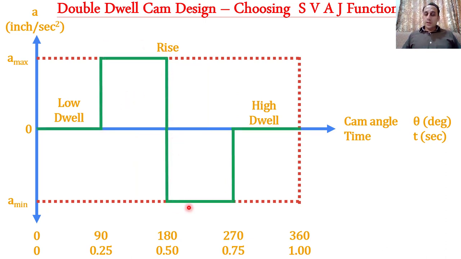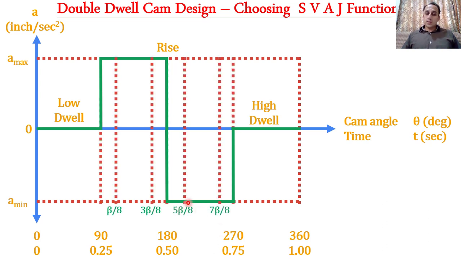What are we doing? We are converting this square wave into 8 portions. If this is the complete rise function, it will be denoted by beta. So this is 0, and here it should be beta, 0 to beta. We divided this rise function or square wave into 8 parts. This is the first part, this is the combined second and third part, this is the fourth part, this is the fifth part, this is the sixth and seventh part, and this is the eighth part.